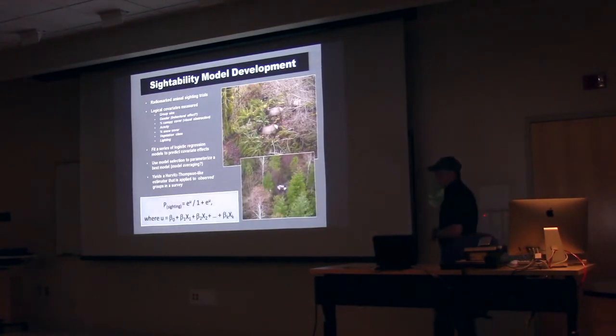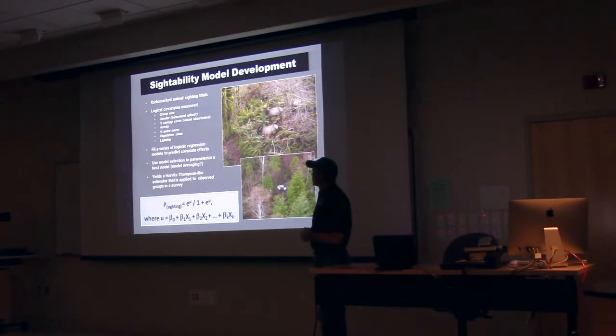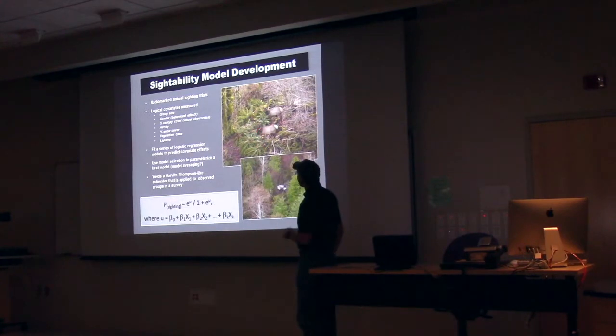So sightability models hit the literature about 1987. The first one for elk was published in 1987 from data collected in Idaho, and we've done a number of these. I've done this at least 3 times in 3 different places. So this is the way it works. Basically, what we normally do is we put collars on animals like that, and then we do a series of sighting trials, for example with an aerial survey.